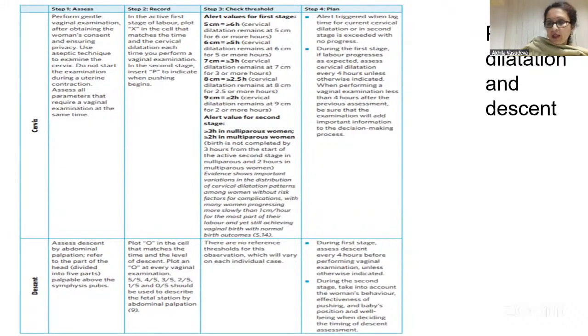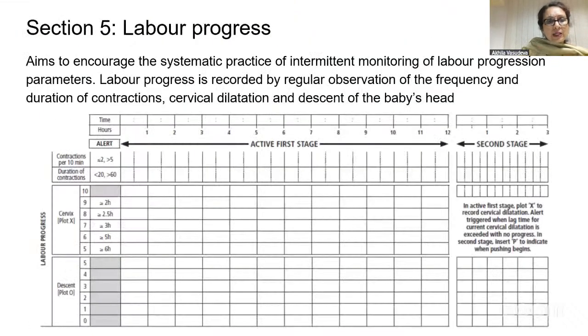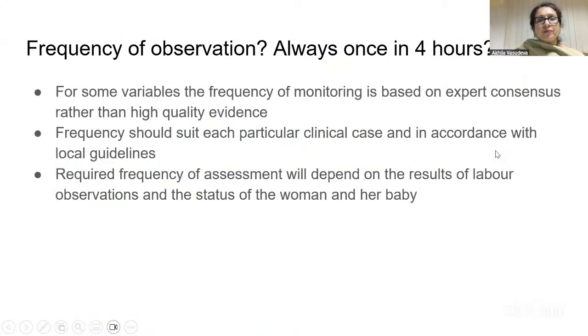That's all it means. So as you can clearly see here, you should plot X for cervical dilatation, and you will do vaginal examination once in 4th hourly, not more frequent than that, and you will plot O for descent. So this is all the same as what we used to do in the WHO partogram. What is special is there is a separate section for the second stage. So it is not that for every woman you keep on doing PV once in 4 hours. So that again should suit each particular clinical case and be in accordance with your own protocol.